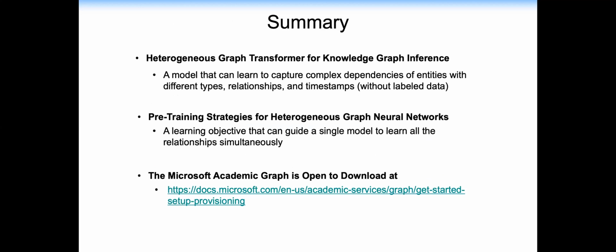You can sign up to download the full data at this link. You can also search for it on a search engine to get the link to the data. So feel free to use it for any purpose. Okay, that's all I want to introduce today.